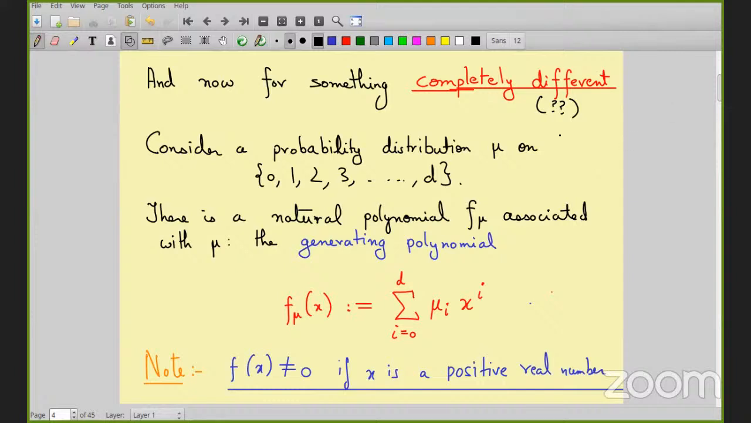One simple observation you can already make, because this is a probability distribution, is that if you put x to be a positive or even non-negative real number, this function does not vanish, because at least one term is positive. At zero it might vanish, only if there's no probability on zero. But for positive x, it will not vanish. That's something pretty trivial, but let's see.